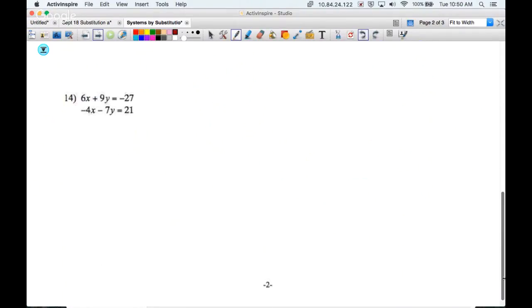Let's look at one like number 14, where a zero pair is somewhat difficult to get. In this one, we can get a zero pair. Look for ways to simplify first. Like I could simplify this top equation by dividing everything by 3, and I'll get 2x plus 3y equals negative 9. And then I could multiply that by 2, so that the 2x and the negative 4x will form a zero pair.